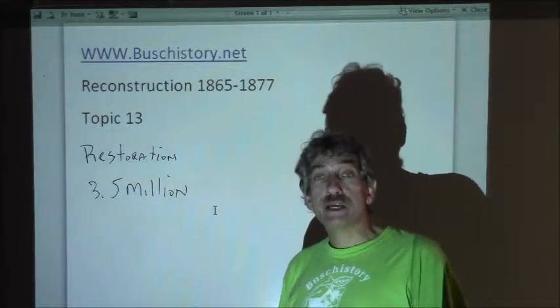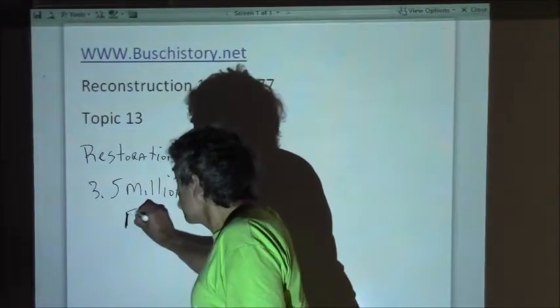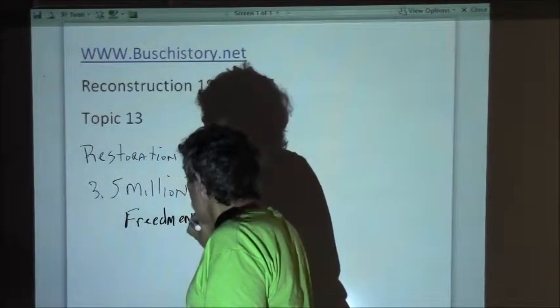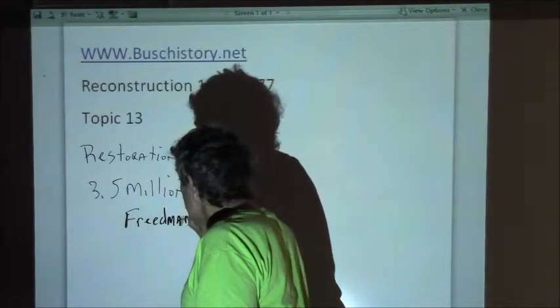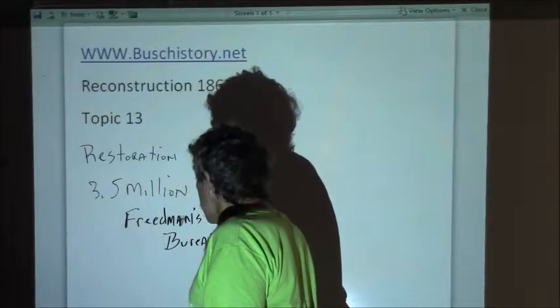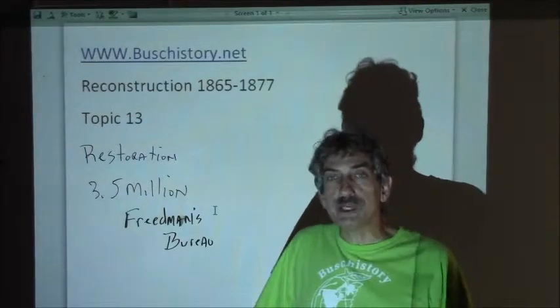So a cool idea comes up. That idea is called the Freedmen's Bureau. And it's just like it sounds. Freedmen, and that's singular, that's M-A-N. Freedmen's Bureau. And a Freedmen's Bureau is meant to administer to the needs of the former slaves.